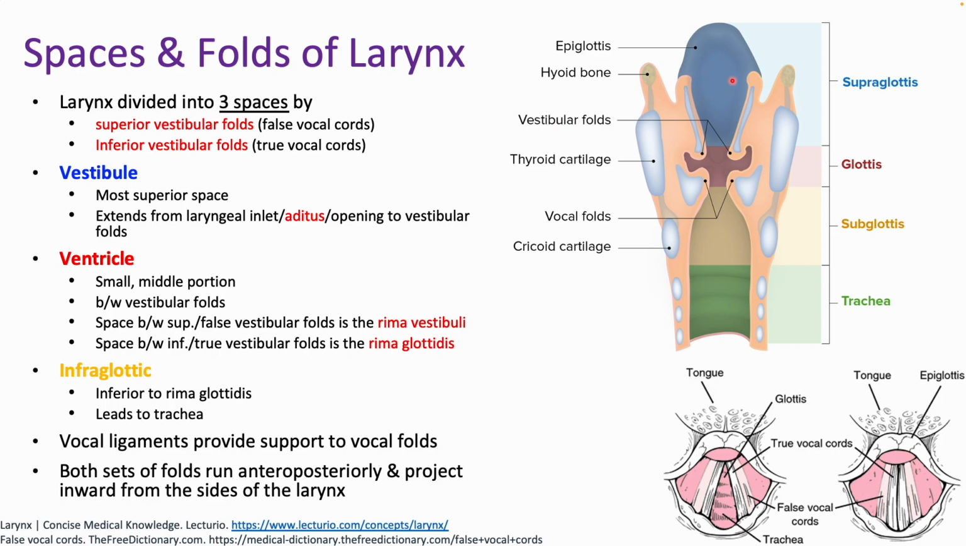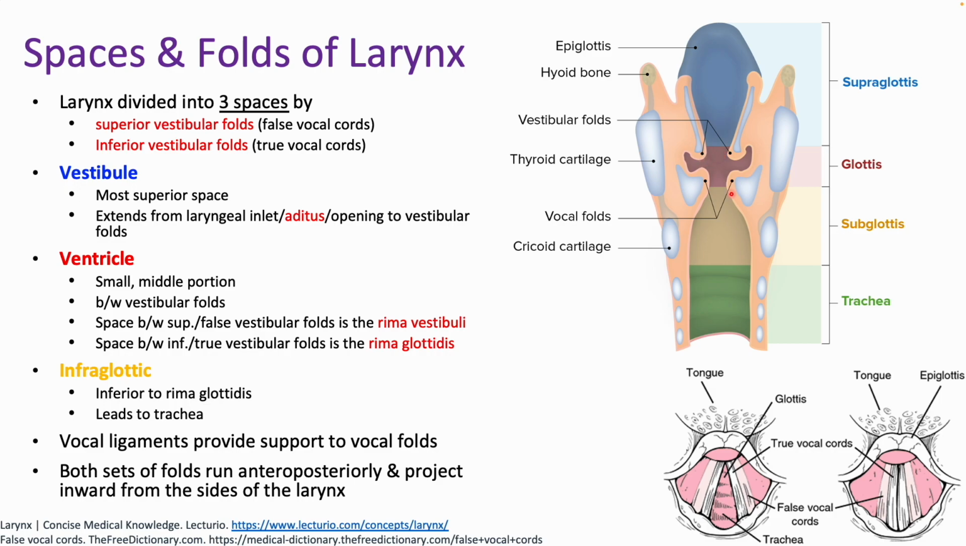So up here in blue is going to be our vestibule, which is the most superior space, and it's going to extend from the laryngeal inlet, which is also known as the aditus, or the opening to the larynx, and it's going to go down into the vestibular folds. So it's going to stop at the superior vestibular fold. Between the 2 vestibular folds, we're going to have the ventricle, which is the small middle portion.